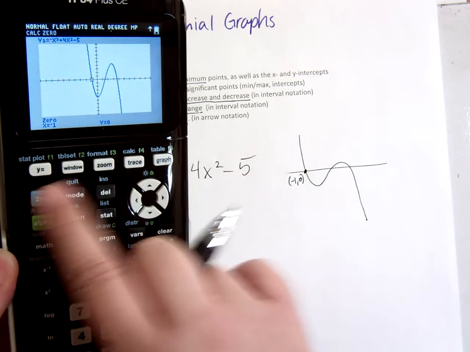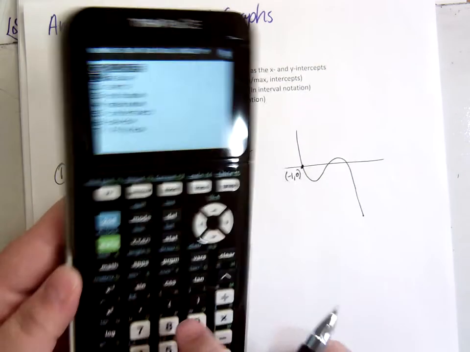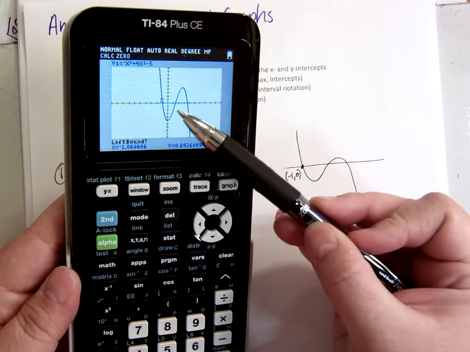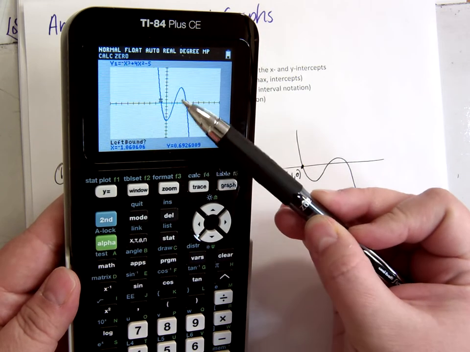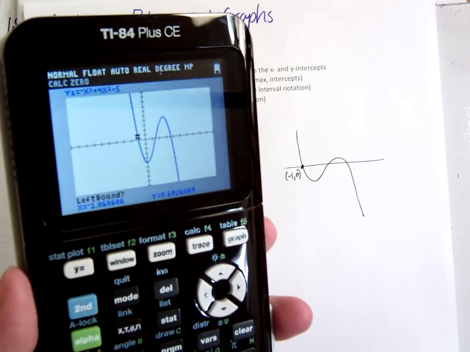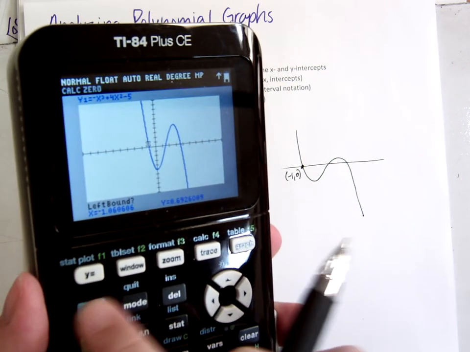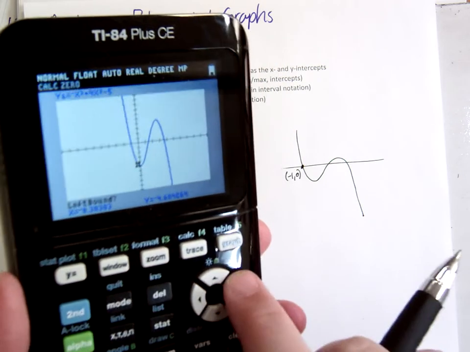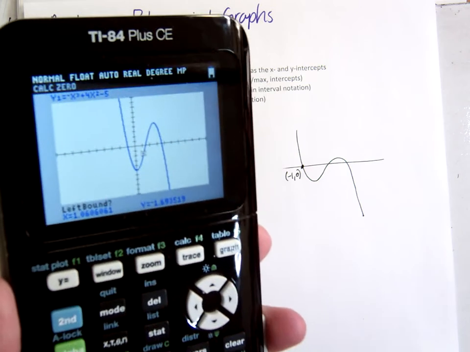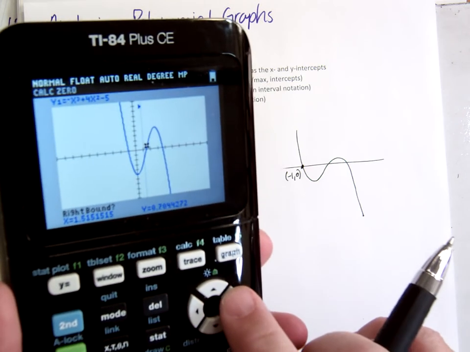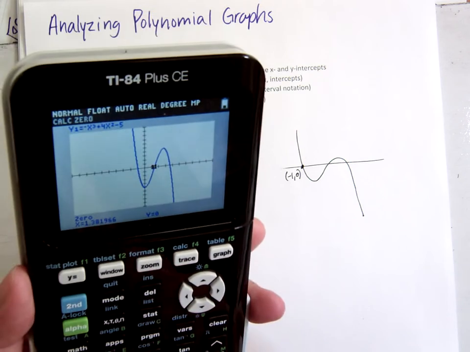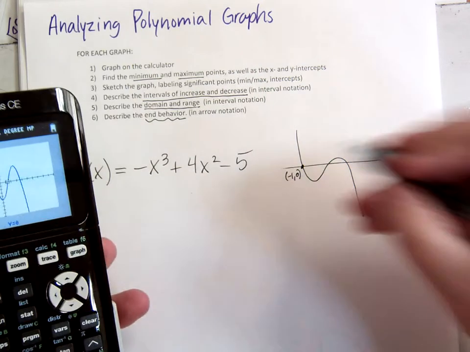And let's go ahead and keep finding the zeros. So left bound, I'm going to move to the left. I'm looking for this one. So I'm going to move to the left of that and to the right of that and press enter each time. I'm sorry, I need to move to the left of that 0 and then to the right of that 0 and then press enter. And I get a 0 at 1.38.